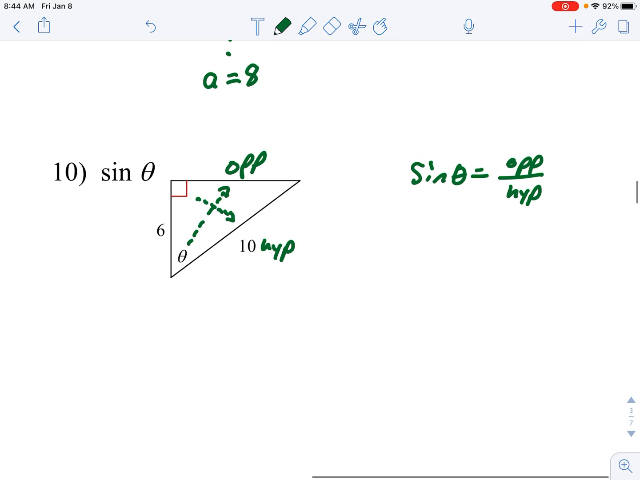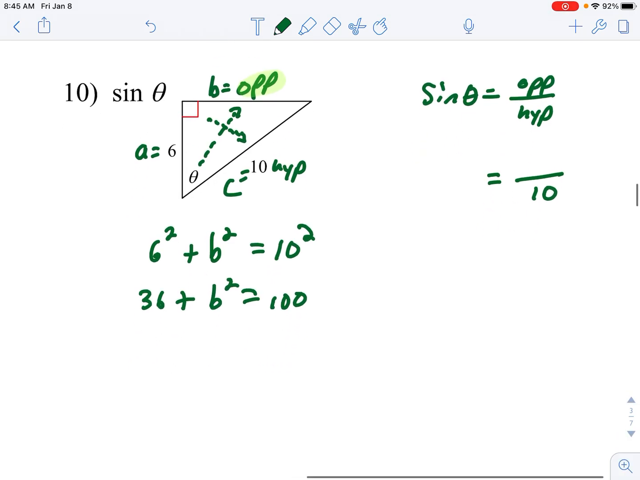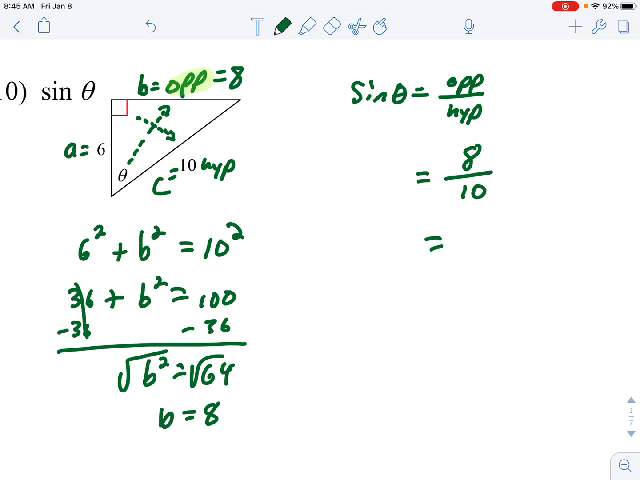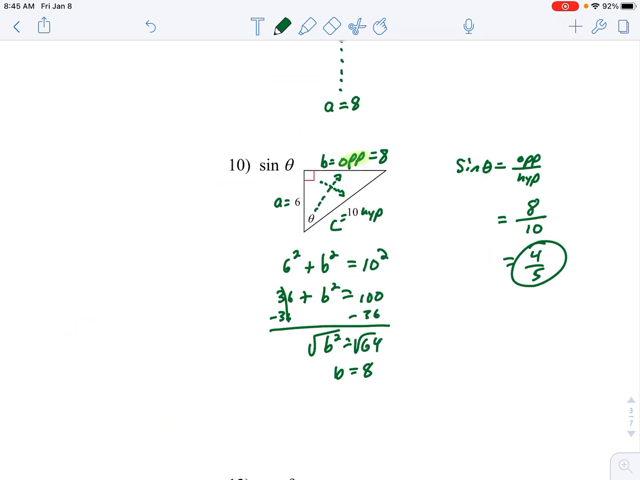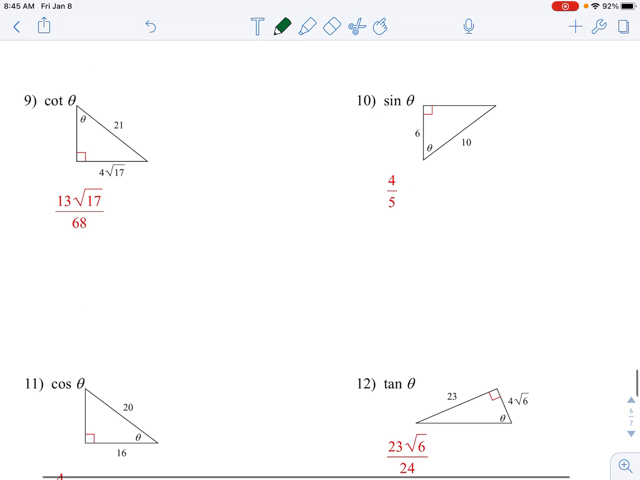So opposite over hypotenuse. The hypotenuse is 10. The opposite is clearly an unknown. So if I call this A, this is B, this is C, then A squared plus B squared equals C squared. 6 squared plus B squared equals 10 squared. 36 plus B squared equals 100. Subtract 36. 100 minus 36 is 64. Square root both sides. B equals 8. So this side is 8, which means an 8 goes there. 8/10 reduces by 2 down to 4/5. 4/5 is the sine ratio. Let me check and make sure. There it is.